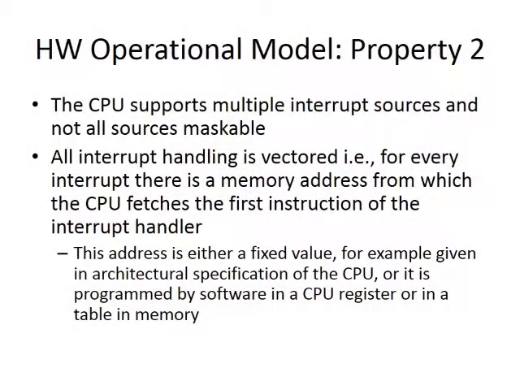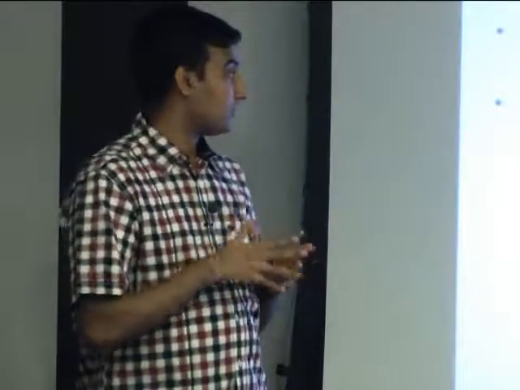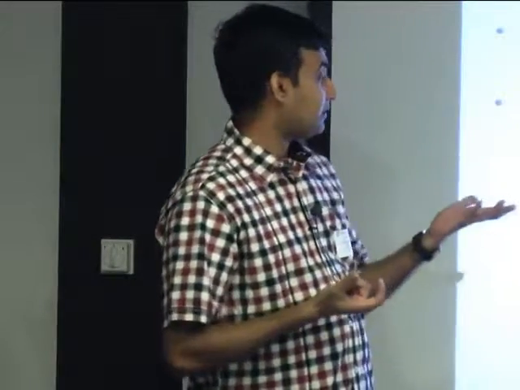Okay, the second property. This one is about the operational model for interrupts. So the CPU supports multiple interrupt sources, right? And not all of these sources are maskable. So the implication is there are some interrupts which simply cannot be turned off. They will always occur. Okay. All interrupt handling is vectored, which means that there is a memory address for every interrupt, an address from which the CPU fetches the first instruction of that interrupt handler.